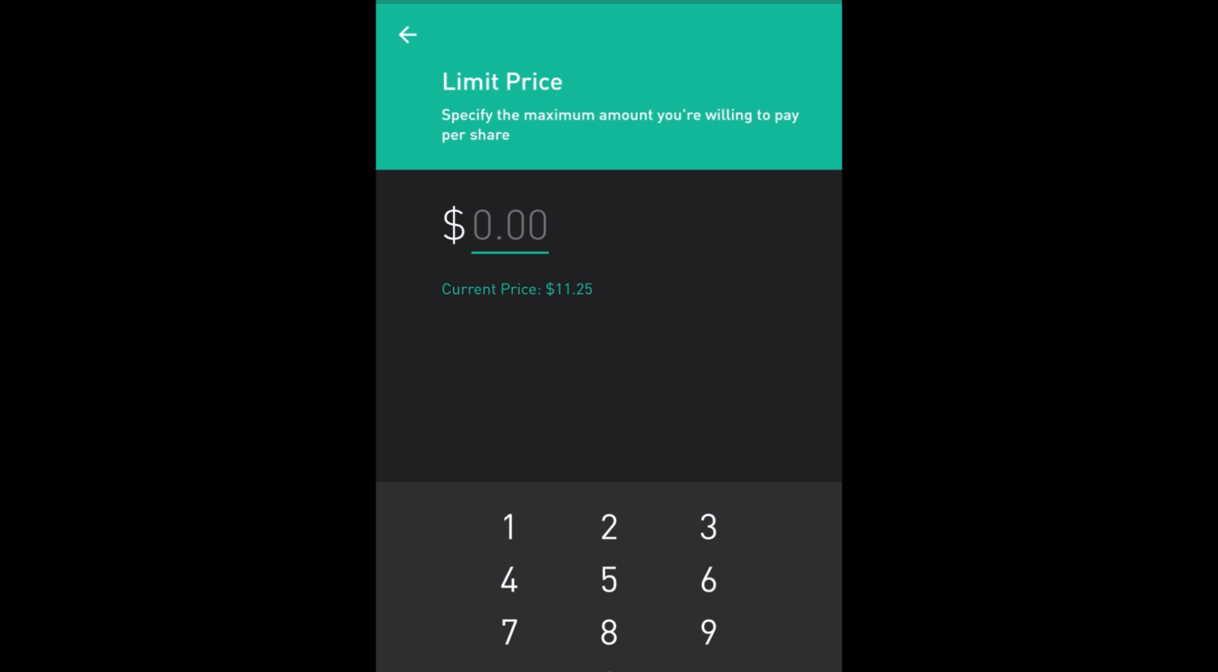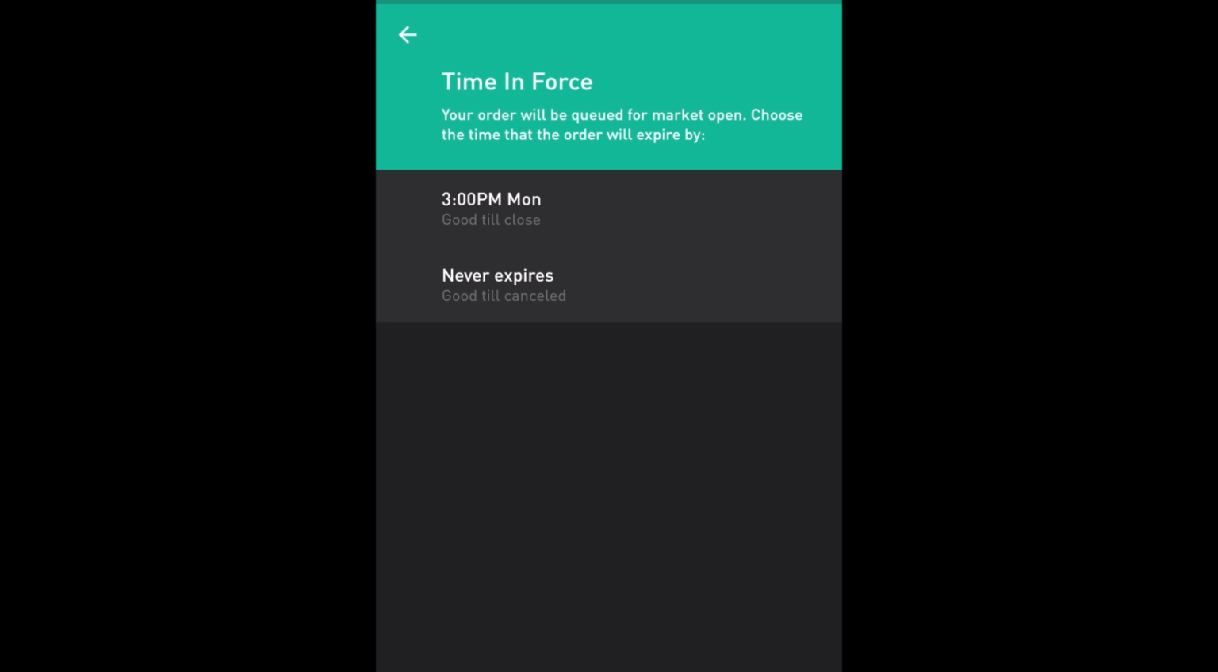So the stock's $11.25. You could put in $11.25 and do the order just like a market order. And if the price has not increased beyond $11.25 or it's actually decreased, you'll go ahead and buy that stock. So if we put in $11.25, for example, and click next, now it's asking us time in force.